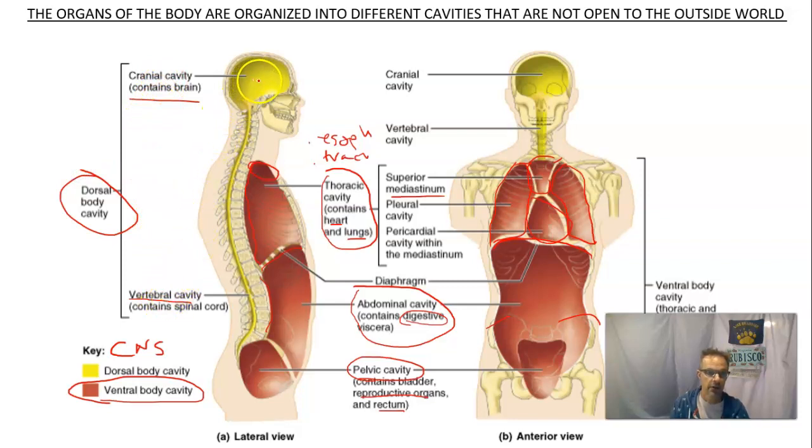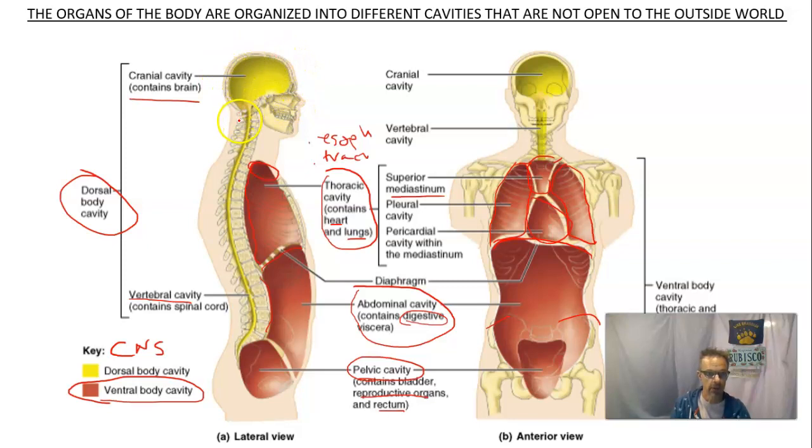But again, that cranial cavity is going to be continuous with this vertebral cavity. So again, that's the dorsal body cavity. Superiorly, the border are the bones of the cranium, not necessarily all the bones of the skull. So like the jawbone here and the nasal bones here don't necessarily form that bony border of it, but it's the bones of the cranium.